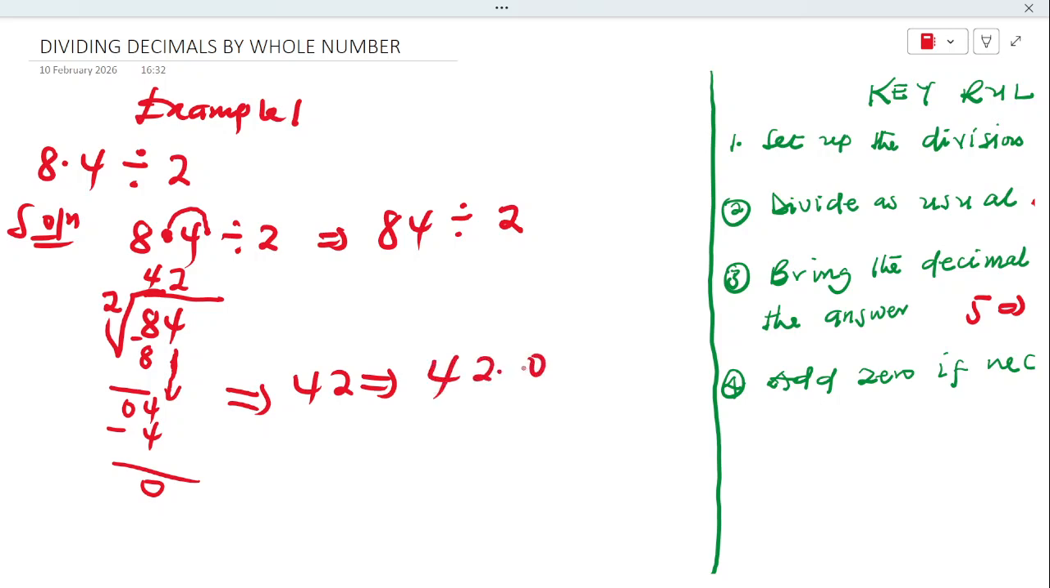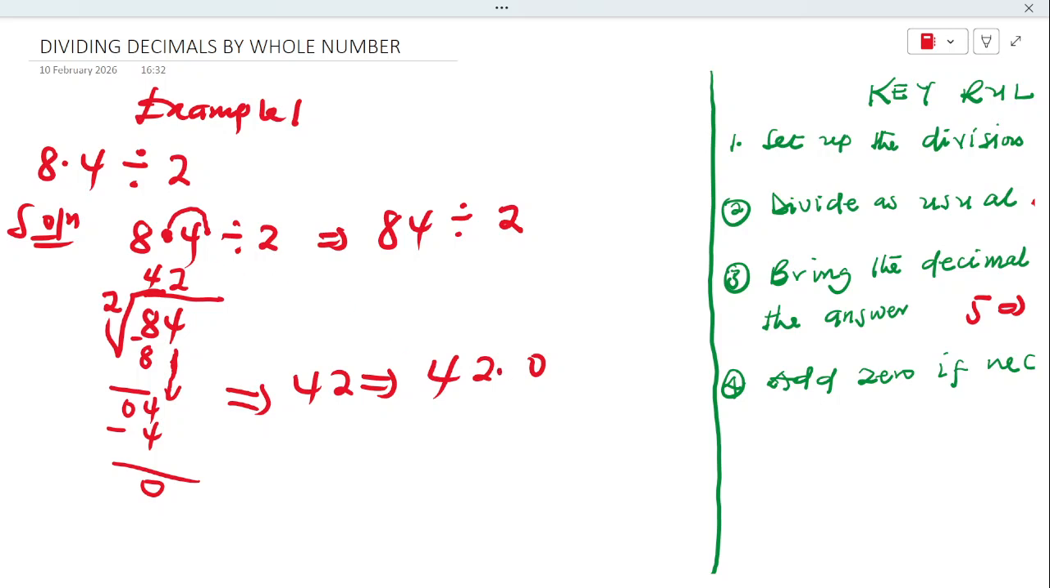42.0. So now, you move the decimal point. Remember, you move the decimal point one step forward. So you bring it back. That is step 3. Bring the decimal point back. The same number of times you move it, bring it back that same number of times.